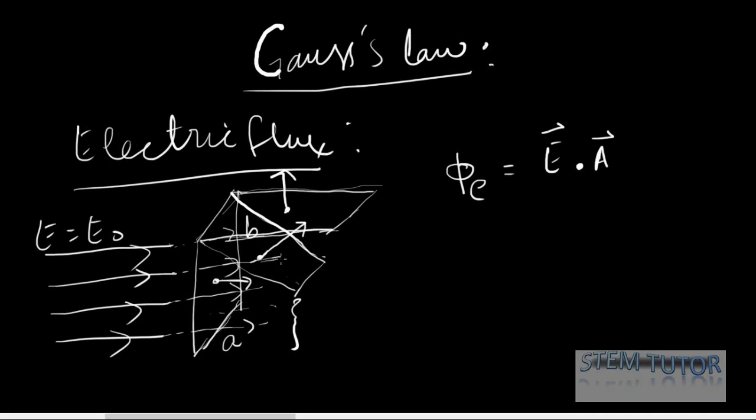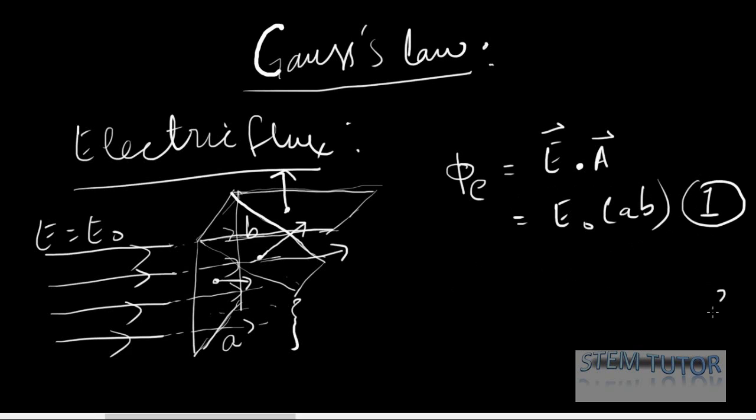So here are these electric field lines, and this is the area vector for this one, and this one is the area vector for the original picture that we started out with. Here you see that the area is parallel to the electric field, so this dot product simply becomes a product. So for the first case, the electric flux is the electric field times the area, which is E naught times A times B.